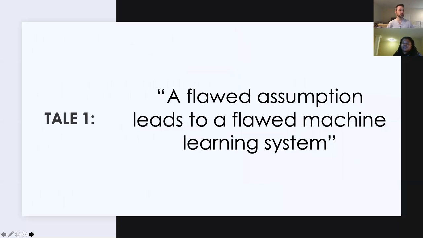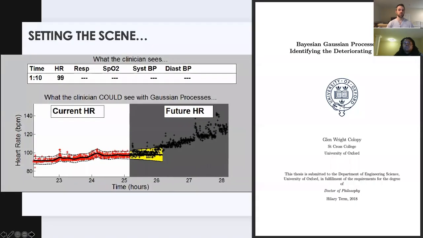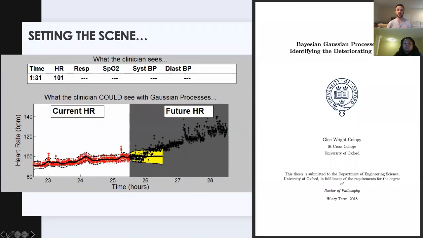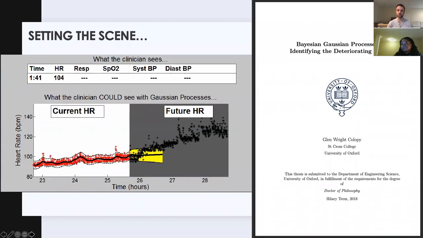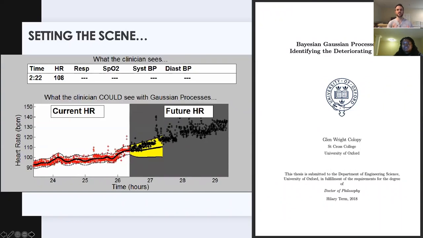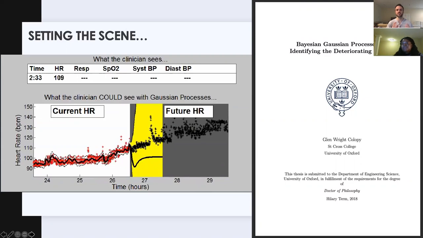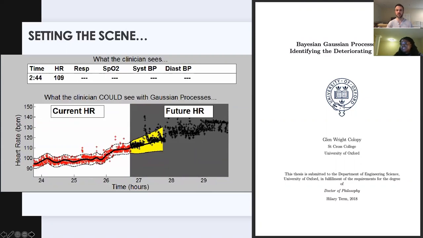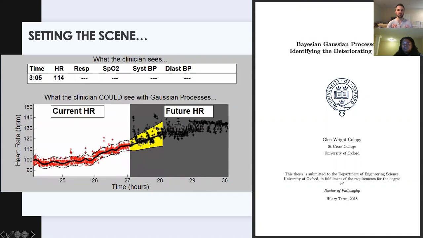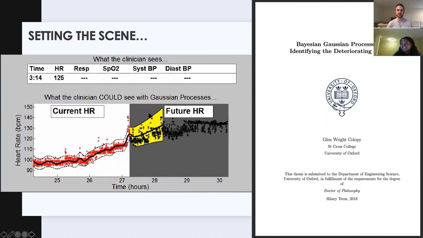So now on to my story: how a flawed assumption leads to a flawed machine learning system. To set the scene, this story happened when I was right at the beginning of my doctoral research project. And I'd just been given a shiny new thesis title called Bayesian Gaussian Processes for Identifying the Deteriorating Patient. So it sounds cool, has a cool method, it sounds clinically useful. It had all the bits that we need in a thesis title.